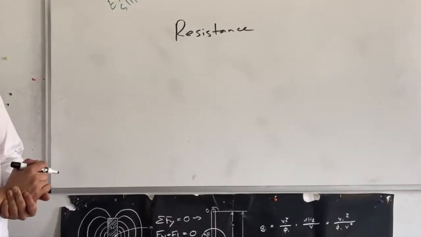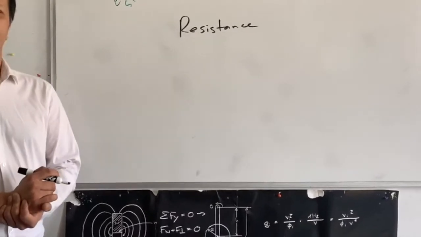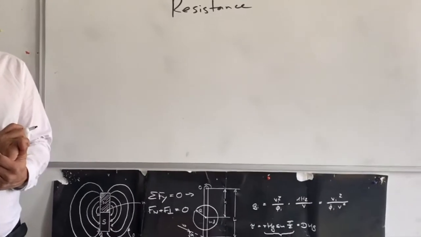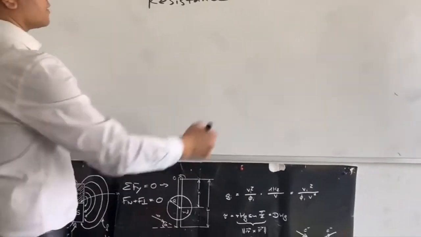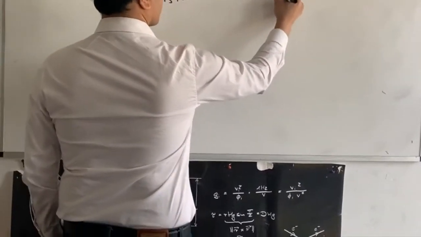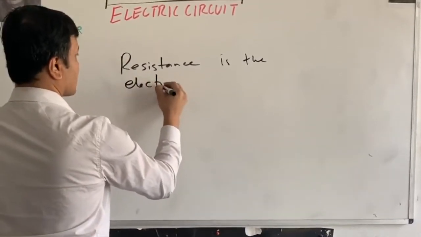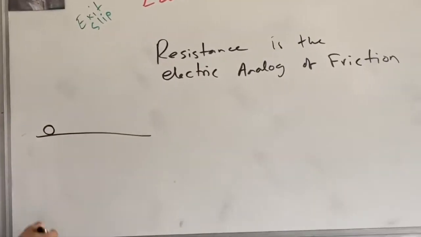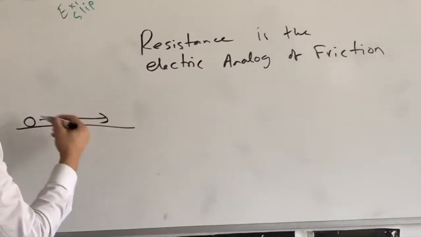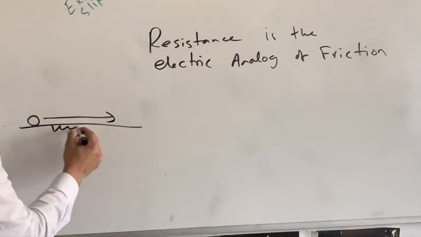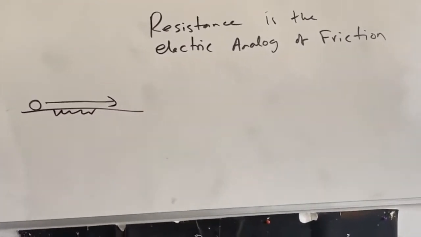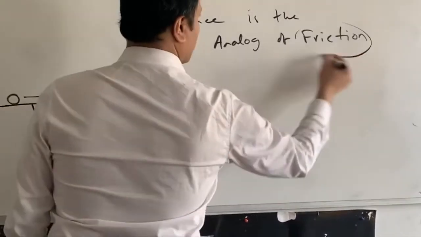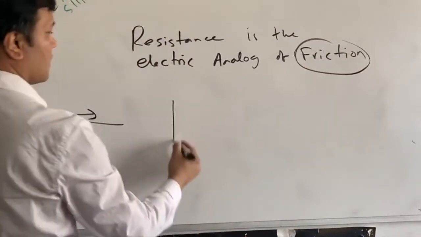So this is analogous to what? Friction. How do you say that? Resistance is the electric analog of friction. Good. Like a marble on the road: it will eventually stop because there is friction on the road. The road is bumpy, so there will be at least some form of friction, and it's made out of concrete. We understand friction, right? Thanks to Newton.